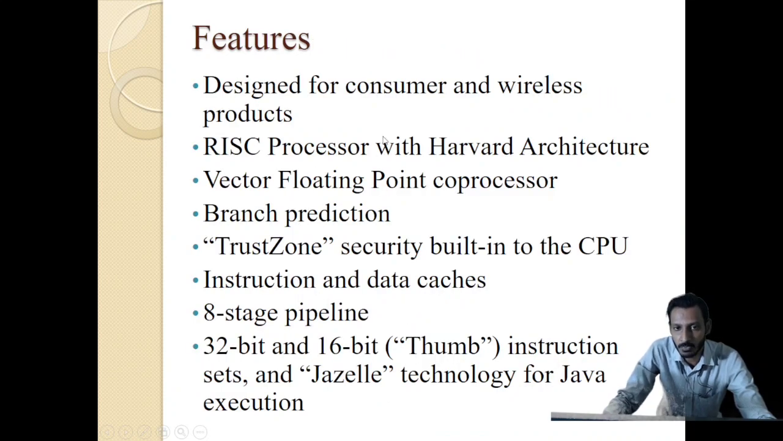Next we see the features. These features consist of being designed for consumer and wireless products. RISC is the reduced instruction set computing processor with Harvard architecture. This ARM processor also consists of a vector floating point coprocessor. It has branch prediction facilities. Then it has TrustZone security built into the CPU. It has 2 types of caches, which are the instruction and data cache. It has 8 stages of pipeline, with 32-bit and 16-bit instruction supporting facilities. 32-bit is the full word, with half word size facility. 16-bit is called the Thumb facility for the instruction set, which is in addition to the Jazelle technology for executing Java codes.